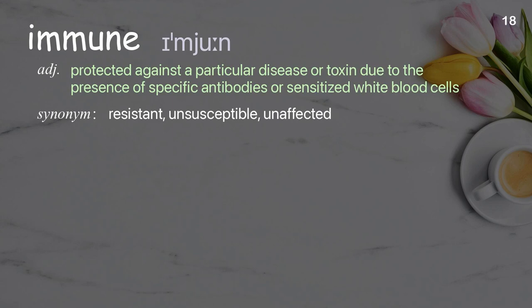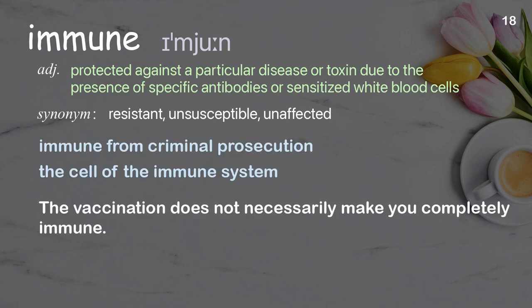Immune. Protected against a particular disease or toxin due to the presence of specific antibodies or sensitized white blood cells. Examples. Immune from criminal prosecution. The cell of the immune system. The vaccination does not necessarily make you completely immune.